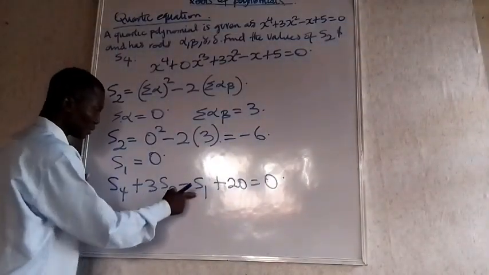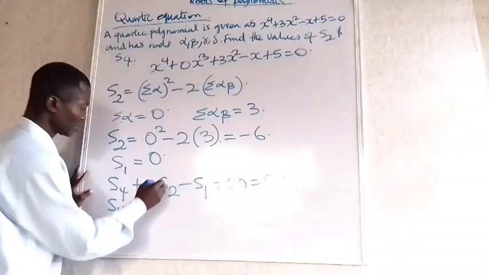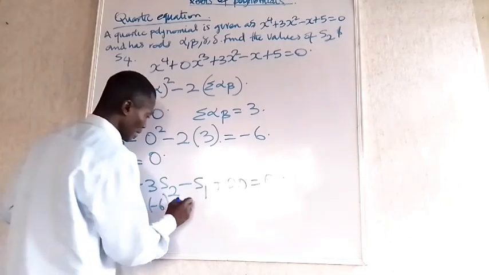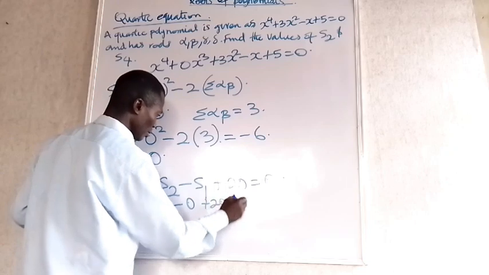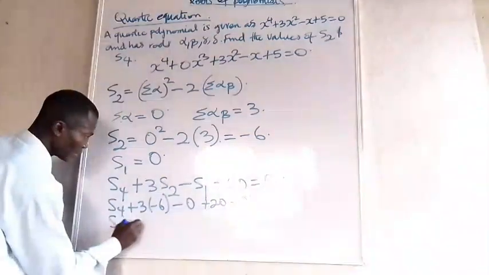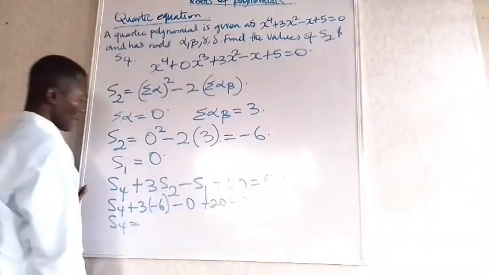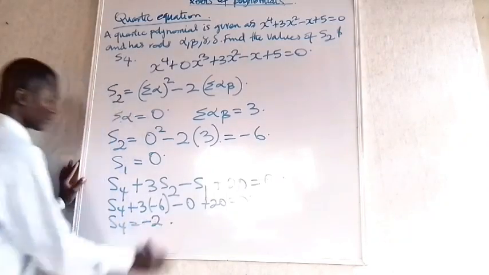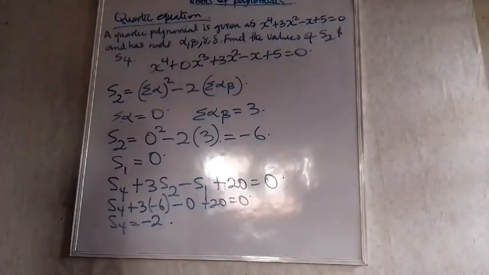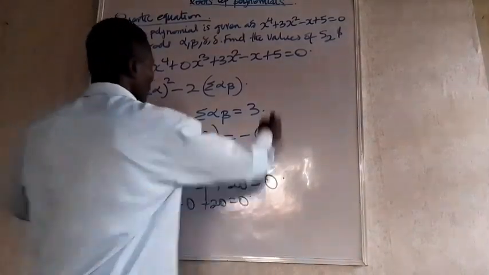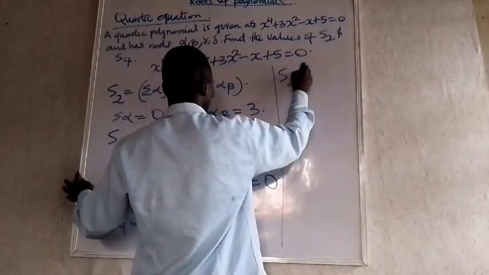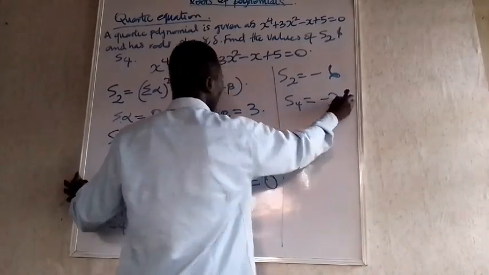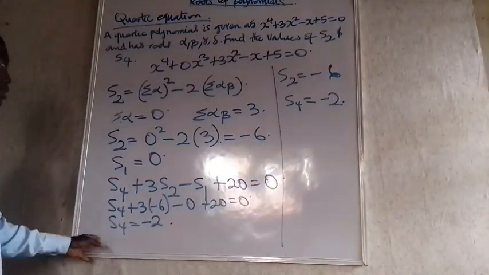Now we have S2, we know what S1 is. So we have S4 plus 3 into minus 6, S1 is 0, minus 0 plus 20 equals 0. So S4 is equal to 20 minus 18. That is 2, minus 2. So S4 is minus 2. So S2 is equal to minus 6, S4 is equal to minus 2. So you can see how simple and easy we have gotten it.